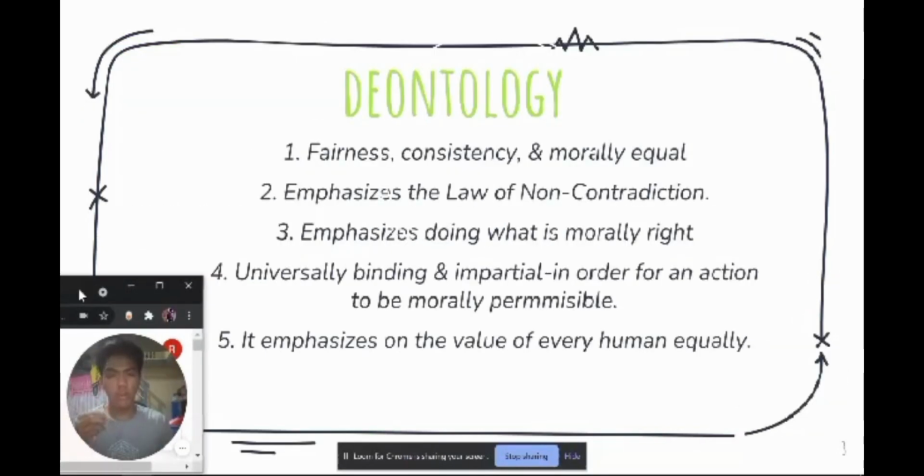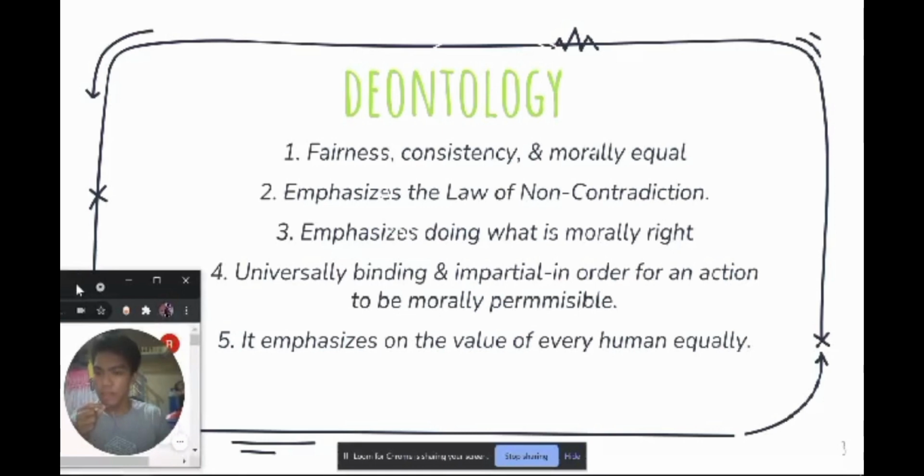Here are some advantages and benefits of deontology. First, fairness, consistency, and morally equal. Second, emphasizes the law of non-contradiction. Third, emphasizes doing what is morally right. Fourth, universally binding and impartial in order for an action to be morally permissible. And lastly, it emphasizes the value of every human equally.